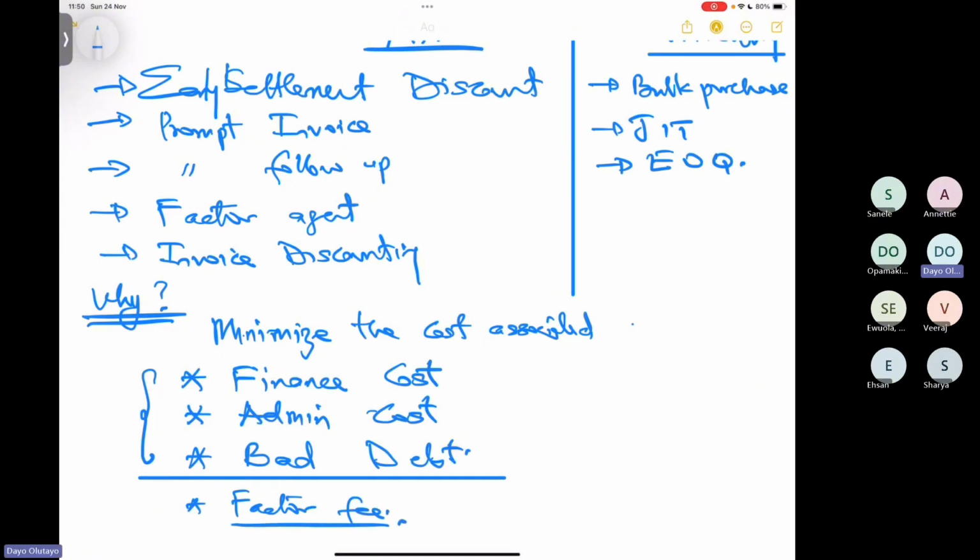Likewise, inventory also has its own costs that we need to minimize. You're talking of the purchase price itself. You talk of holding cost. You talk of ordering cost. Try to remember all of this. And likewise, you have the stock out cost.